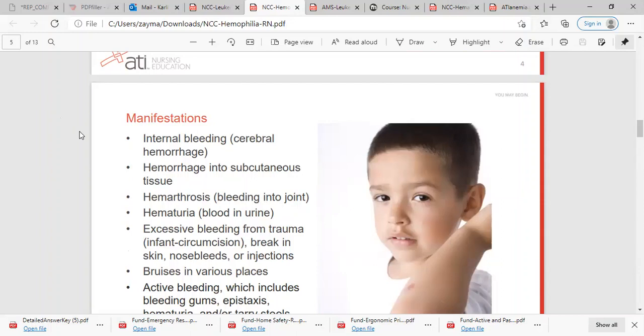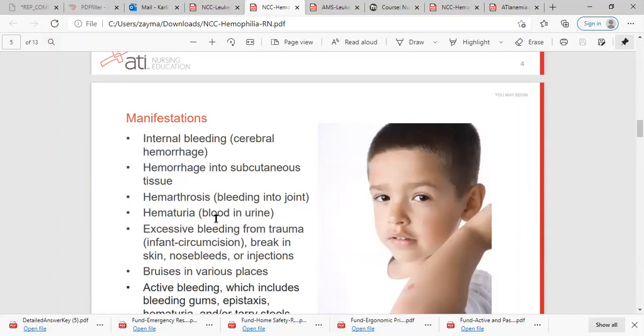Cold. Yes, cold. Ice packs are going to cause vasoconstriction, right? And slow down the bleeding. So in issues with clots and those kinds of things, heat is going to help open up the blood vessel and allow more blood to flow, whereas with bleeding, we need to apply ice to slow down the bleeding.